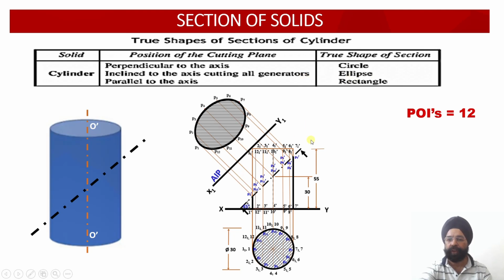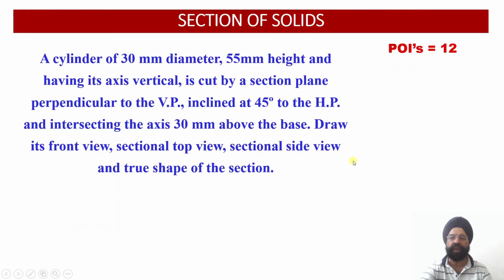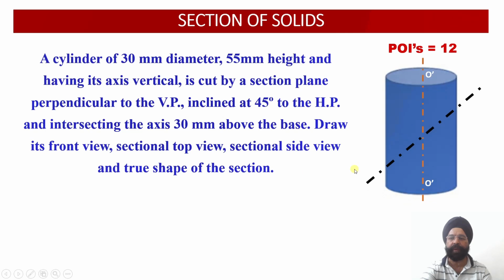Depending upon the orientation of this particular cutting plane, the size of the ellipse will be changing, right? And if the cylinder is cut by a cutting plane parallel to its axis, then the resultant shape would have been a rectangle. So now let us work out this problem. Let us first read out the statement of the problem.